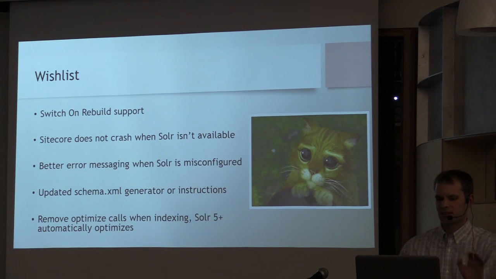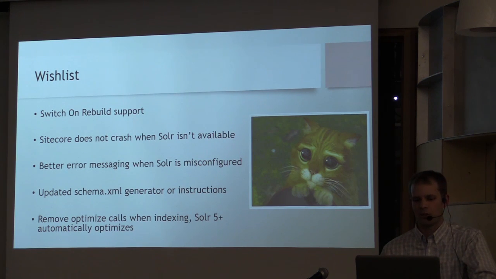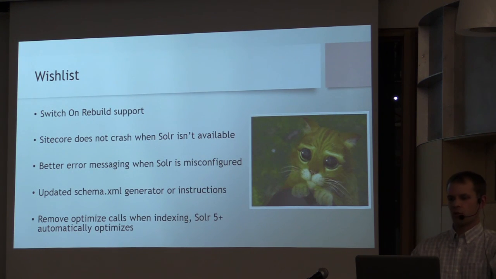So 8.1 started to address this, but it doesn't tell you, hey, your schema is bad, or I can't reach the URL, or this index. It just says it's not available and you have to try to figure out why. So it's not great. It could be a lot better.